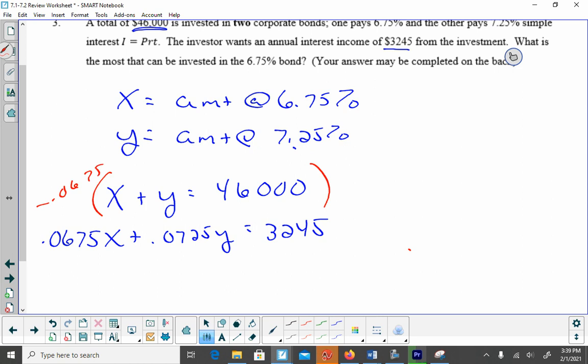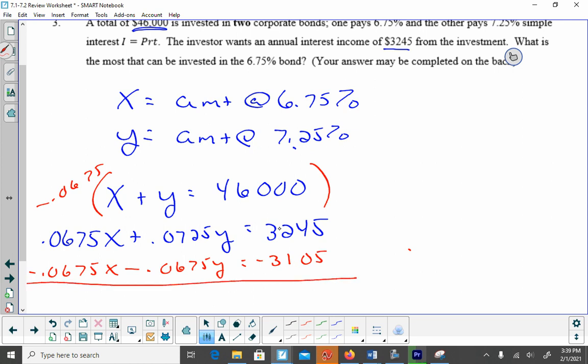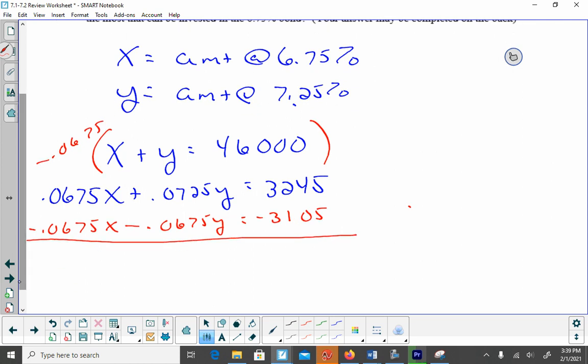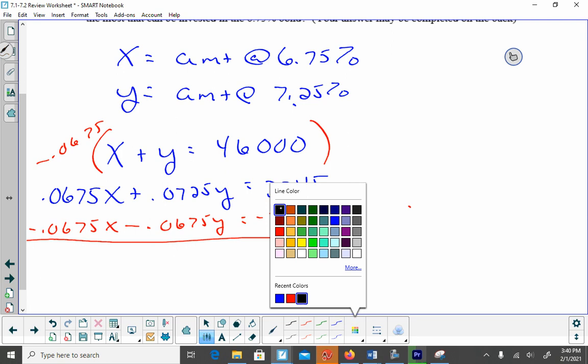And if I do that, that'll be negative 0.0675x minus 0.0675y. And when I take negative 0.0675 times that $46,000, I'm going to get negative $3,105. When I add these, the x's will equal 0 because that's why I multiplied by that negative.